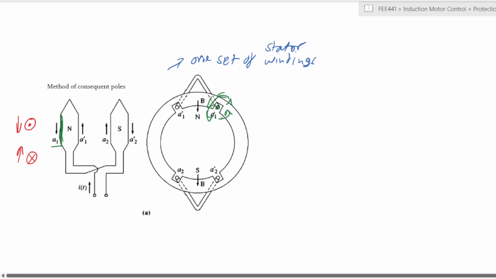So the direction would be counterclockwise. For A1 prime, which is here, you would have it flowing into, so that is a clockwise direction of the current. For A2, which is here, flowing upwards, it is also an inward direction, so it is a clockwise magnetic field. And finally A2 prime, which is flowing downwards, you would then have a current that is flowing out, and you would have a counterclockwise direction.